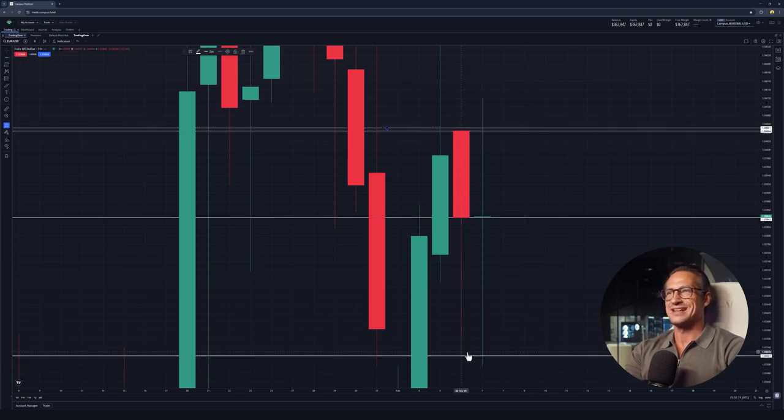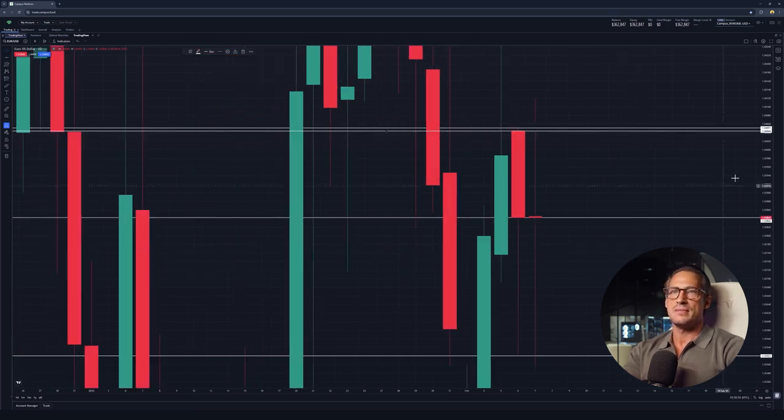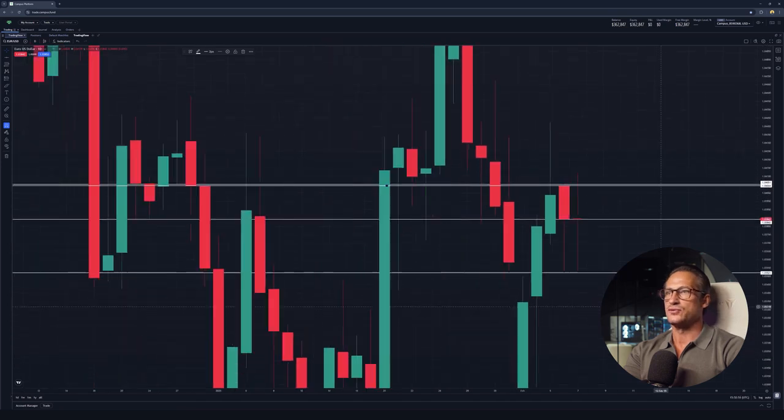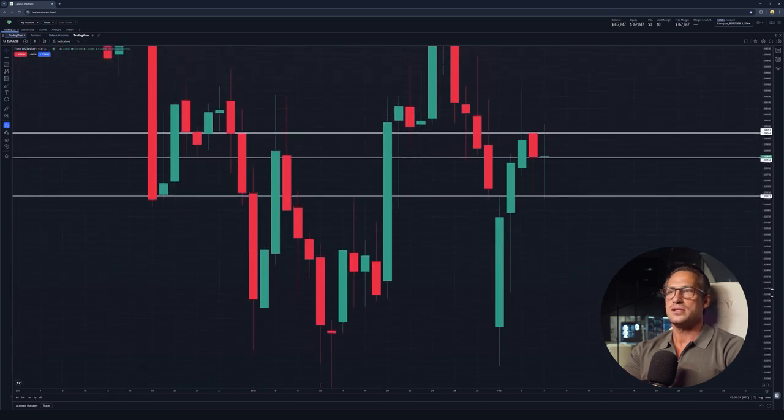That's where price traveled. And then you have a red candle, you have a red body, because you had selling pressure throughout that day from open to close. And it's red because the open is above the close, or in other words, the close here is below the open.